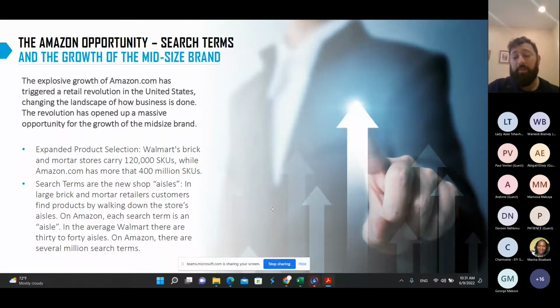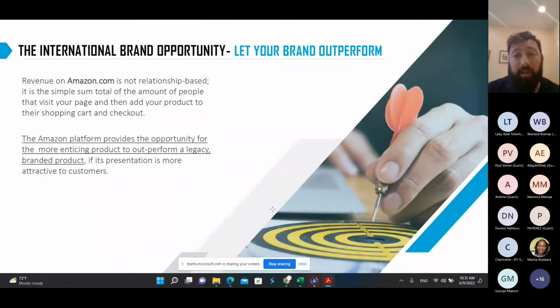So that's the first piece of information that you have to really know about the opportunity for Amazon.com, particularly for brands trying to gain market share and launch in the United States. The second one is how it works with sales. All right. When it comes to brick and mortar sales, you have to convince a buyer of a brick and mortar store why your product is going to outperform.